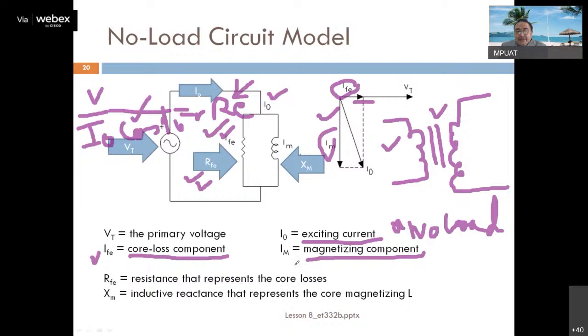Similarly, the magnetizing current is due to the inductance. As I have already told you, the core does not have infinite permeability; it has a finite permeability, which corresponds to finite reluctance, and therefore there will be an inductance. What will be the value of this XM? It will be the applied voltage divided by I naught sin phi naught.